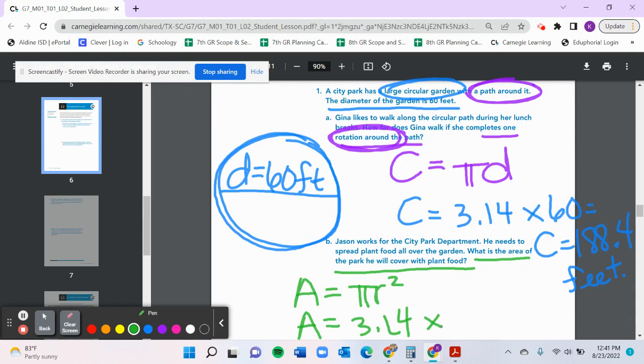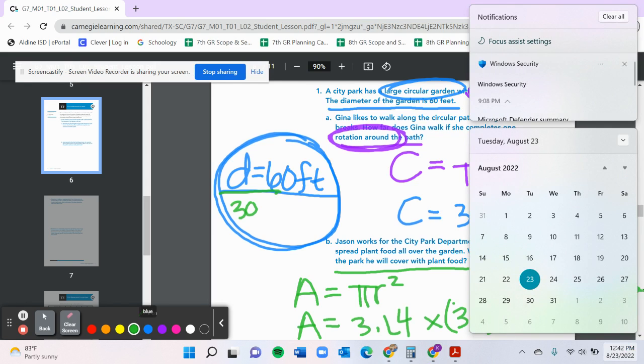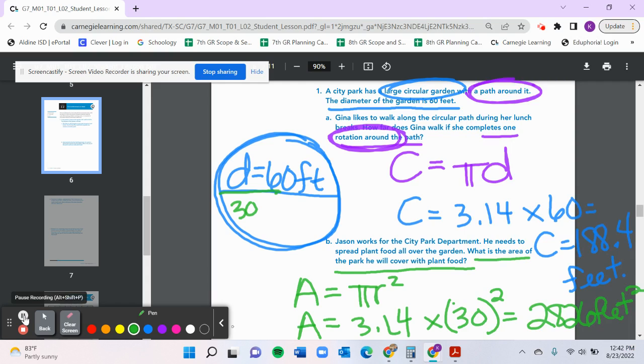So the radius, it doesn't tell us, but what do we know about radius? It is half of the diameter. So half of 60 is 30, and I know this is going to be 30 squared. When you solve, you will get 3.14 times 900, which will then give you an answer of 2,826 feet. And do not forget, this is area, so this is going to be feet squared. Squared units. If you do not have this in your notes, I suggest copying this down before moving forward.